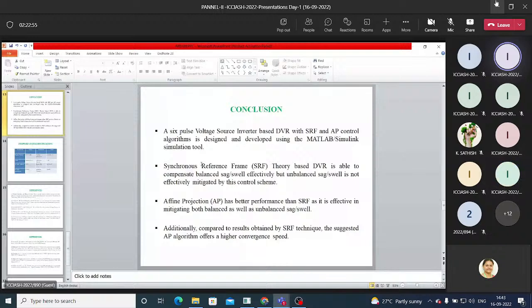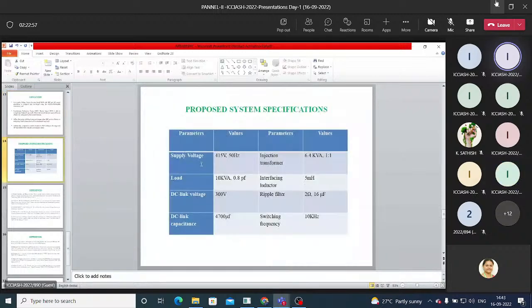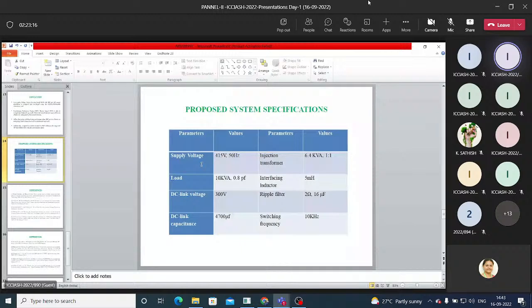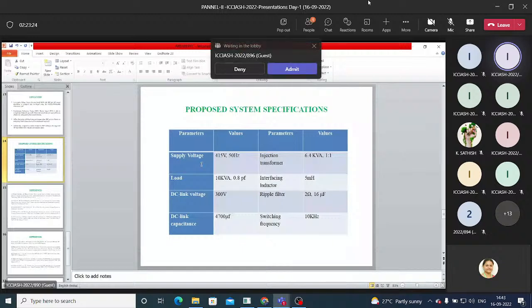These are the proposed system specifications. We have used 415 volt 3-phase supply and frequency 50 hertz. The injection transformer has a rating of 6.4 kVA and is 1:1 ratio. Load we have used is 10 kVA, 0.8 power factor lagging, DC link voltage 300 volts, DC link capacitance 4700 microfarad, interfacing inductor 5 millihenry, ripple filter resistance 2 ohm and capacitance 16 microfarad. Switching frequency we have used is 10 kilohertz.